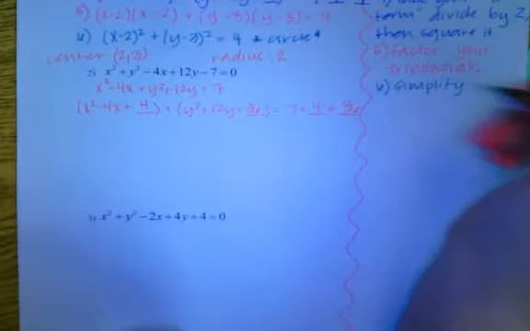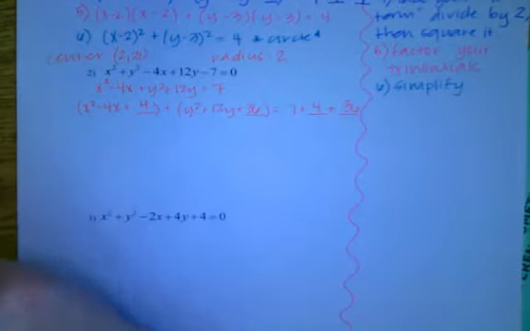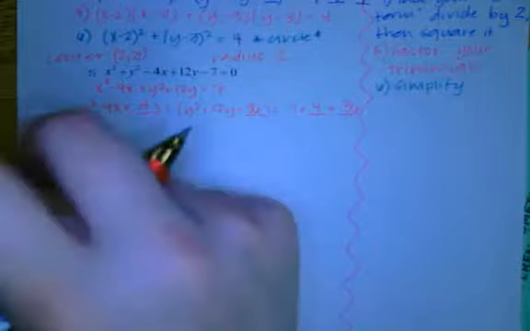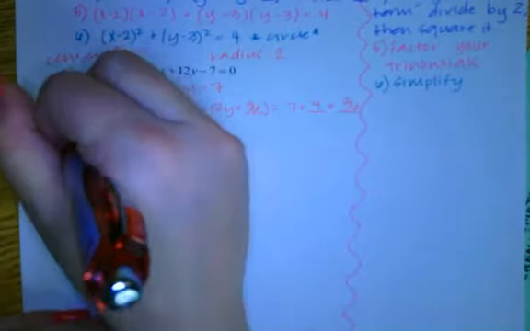What do we do next? Very good. We're going to factor the trinomials. So what does this first piece factor into? X minus 2, x minus 2. What's the second piece factor into?